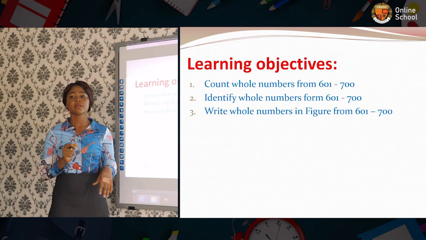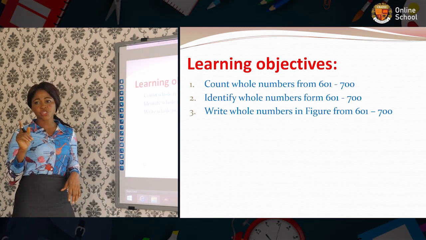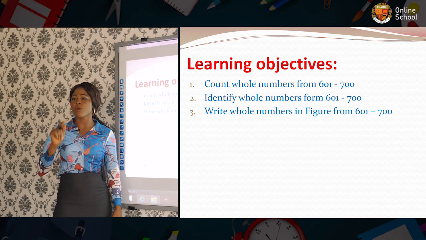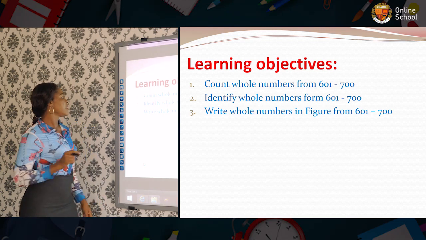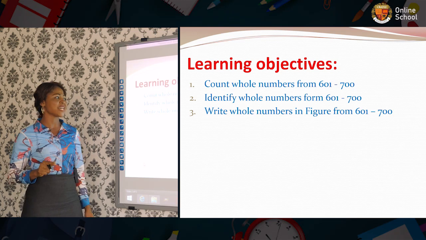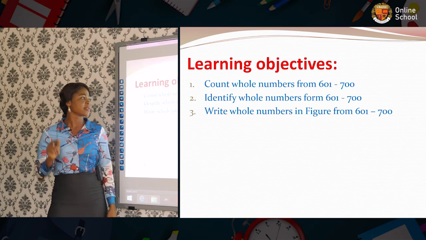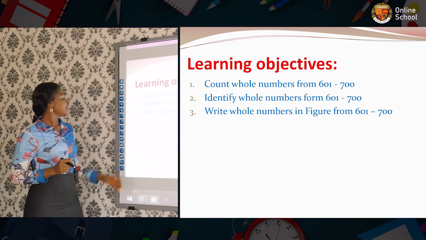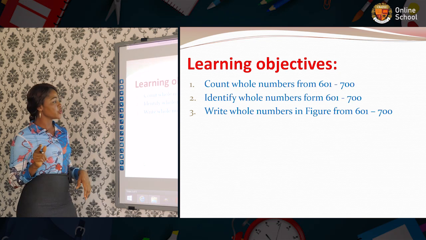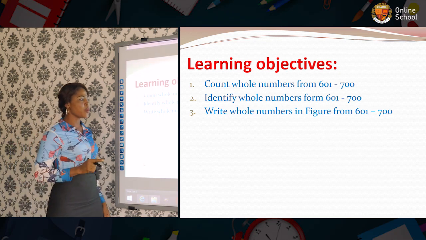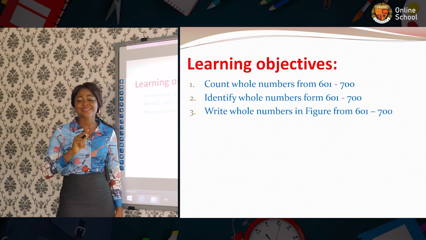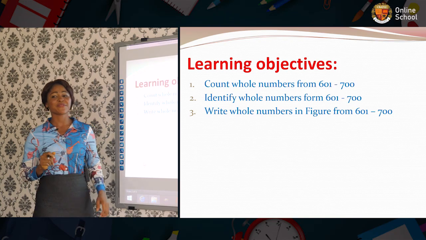Learning objectives. By the end of this lesson, you should be able to count whole numbers from 601 to 700. Number 2, you should be able to identify whole numbers from 601 to 700. Number 3, you should be able to write whole numbers in figures from 601 to 700. I hope you are following.